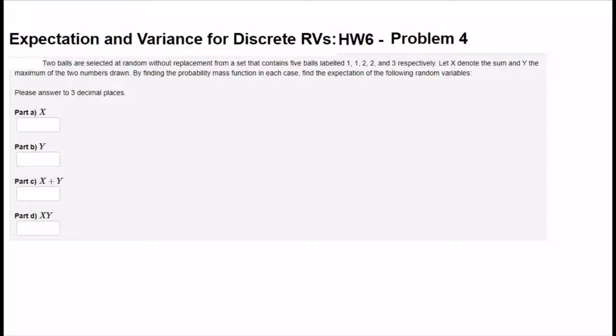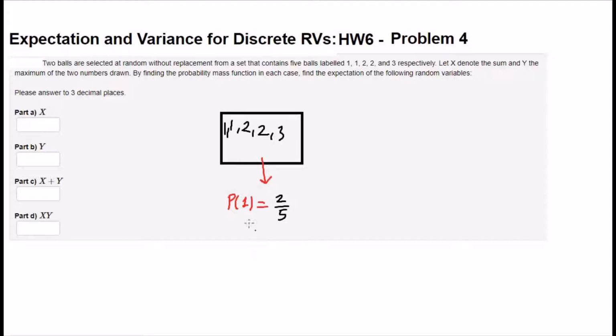Let's illustrate the situation. We have a bag, and in this bag we have the balls numbered 1, 1, 2, 2, and 3. So we have 5 balls in the bag. So the probability of picking 1 is 2/5. And the probability of picking the second one is, if we pick the second ball as 1, it's going to be 1/4 because we do it without replacement.